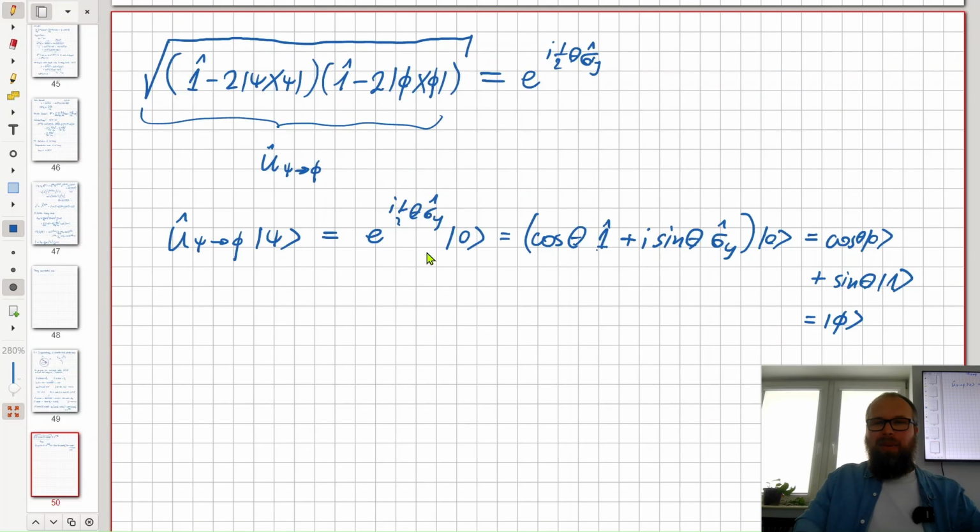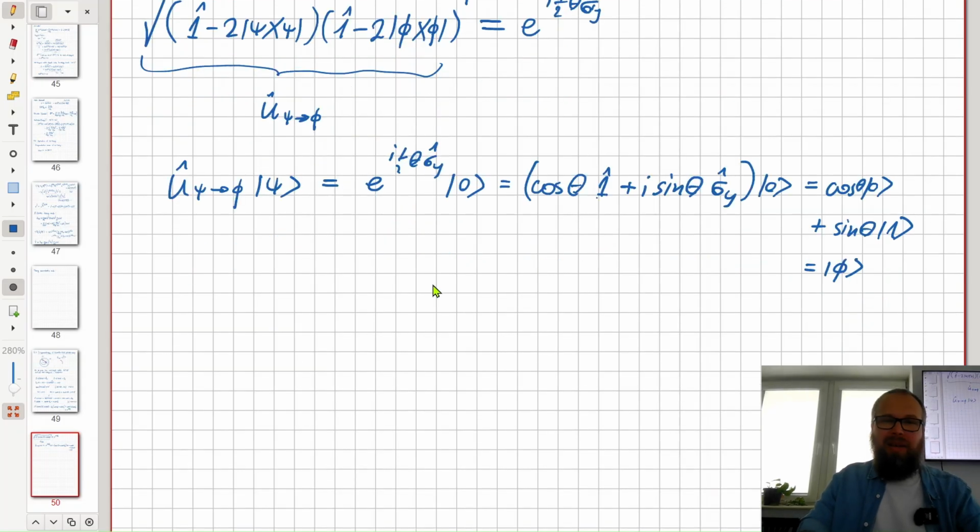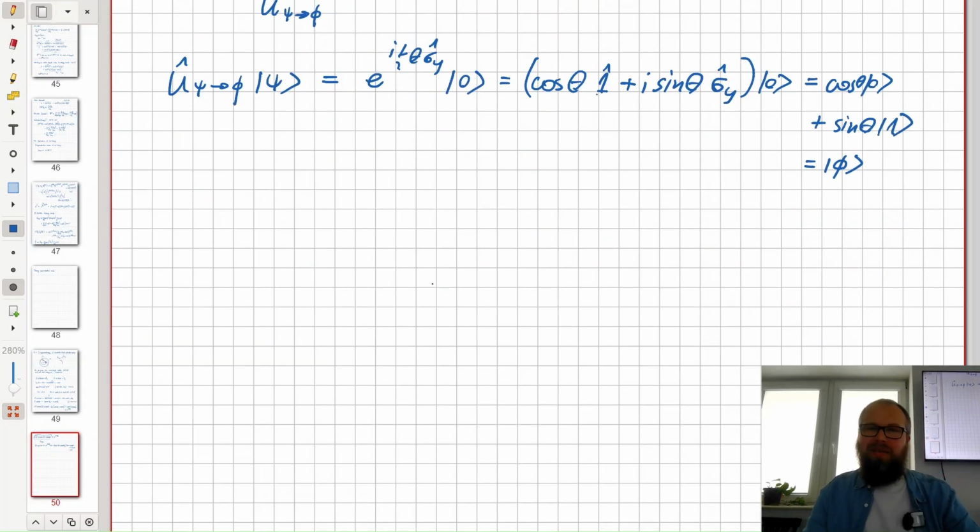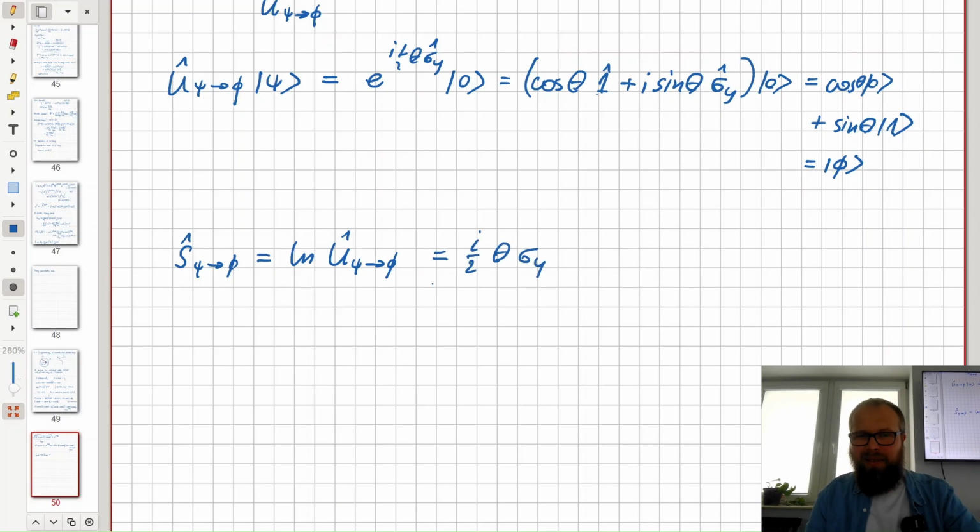So there are a couple of things about this guy that we can immediately notice. If we take the generator of this transformation, S from psi to phi, which formally is a logarithm of this U psi phi, it is for us equal to i over 2 theta sigma y. It's an anti-Hermitian operator, as the generator of a unitary transformation should be.